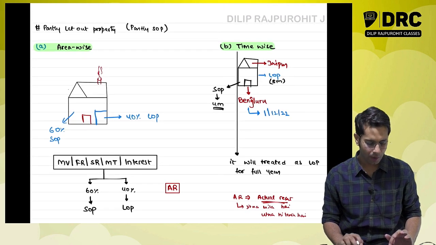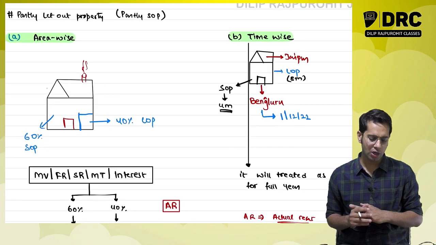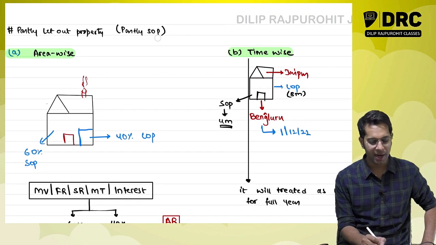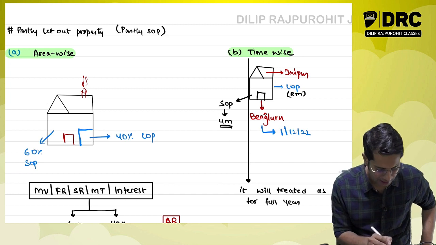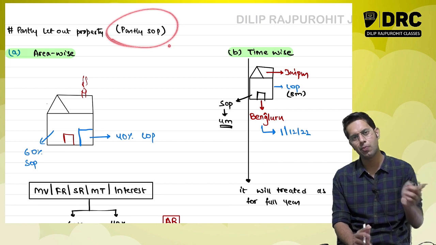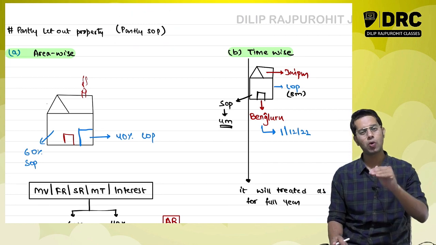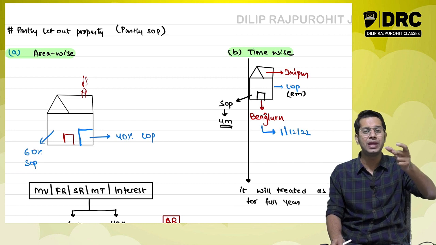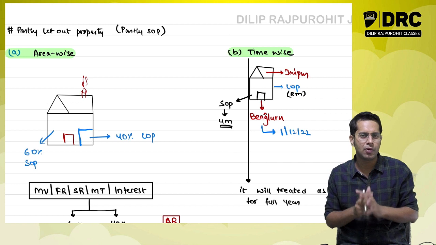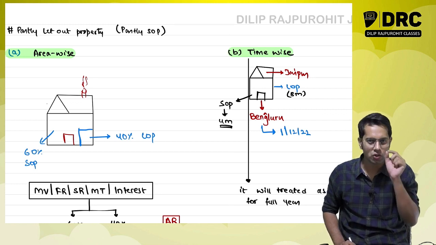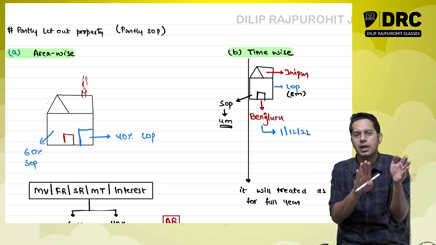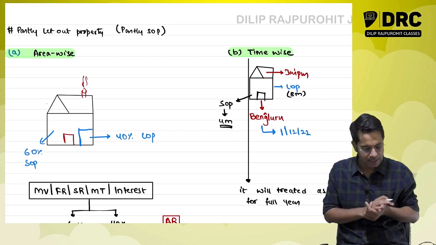Now, what if my property is a partly let out property? What if this property wherein I am staying is a partly let out property? Sir, what do you mean by partly let out property? Meaning some portion of the property is let out and some portion is self-occupied, or the house property was let out for some period of time and for some period of time it was self-occupied. So here we are going to see the concept of partly let out property. When I say partly let out, it indirectly means that the property was partly self-occupied.